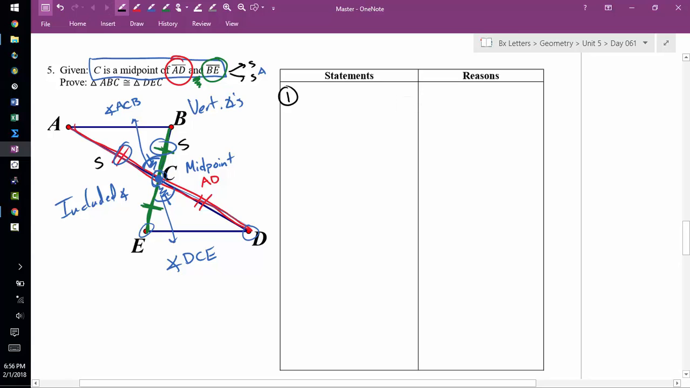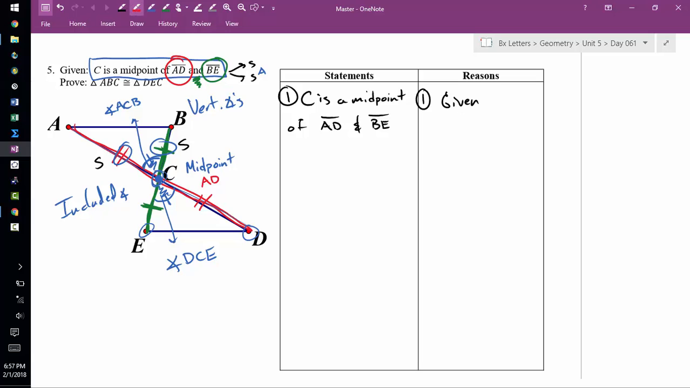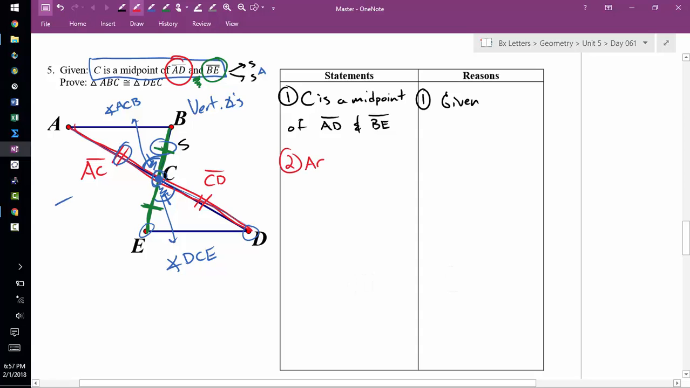And this one's only got one given, namely that C is a midpoint of segment AD and segment BE. Well, how did I know that? That was a given. While that isn't a side fact in itself, it will tell me some information. It's going to tell me that this side here, AC, must be congruent to this side over here, CD. So that's going to be my second statement, that AC is congruent to CD. And how do I know that? Well, that's the definition of a midpoint. That's what allows me to say that.